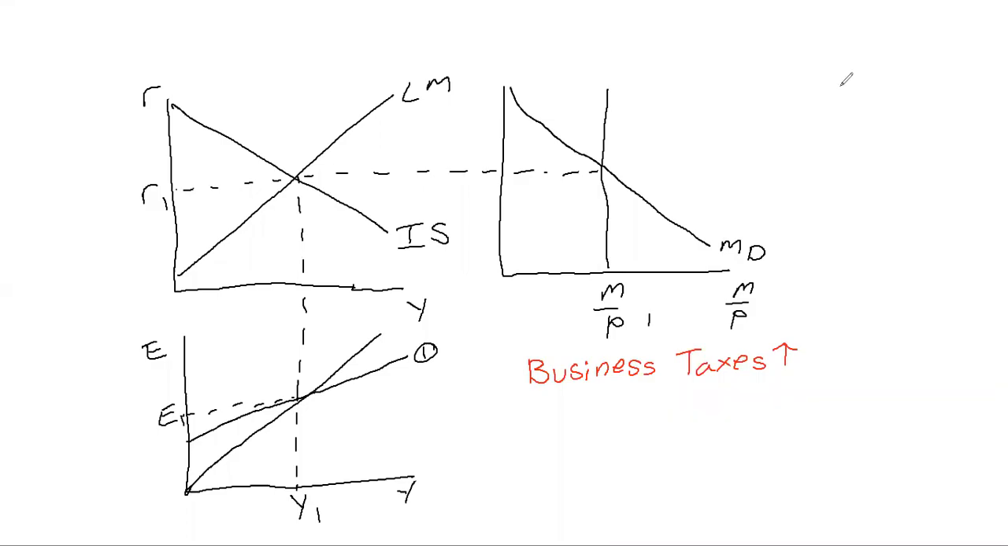Hi class. In this video, we're going to be going over 3 examples for the ISLM model. The first example is what happens if business taxes increase.